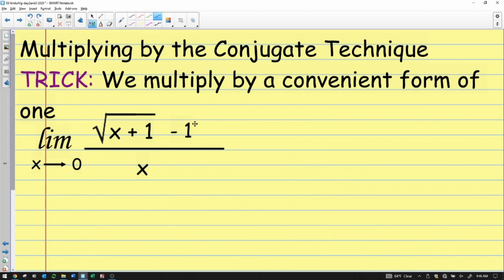What's the first thing you guys do? Plug in. Please plug in first. If I put a 0 everywhere there's an x, this tells me what to plug in. I'll get 1 minus 1 over 0. And what do I get here? Oh, gotta do something else.